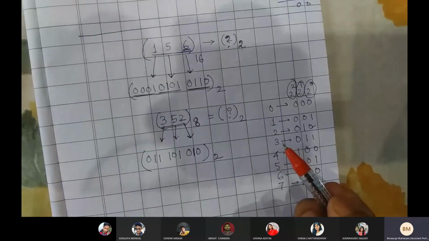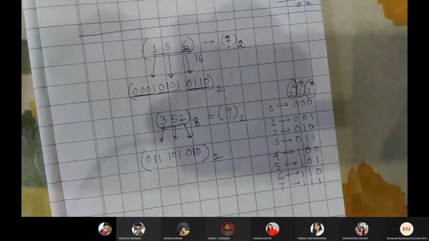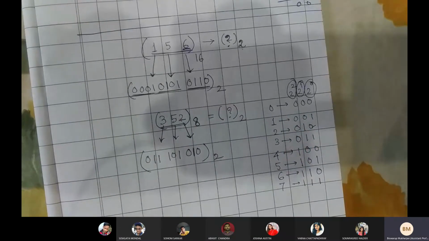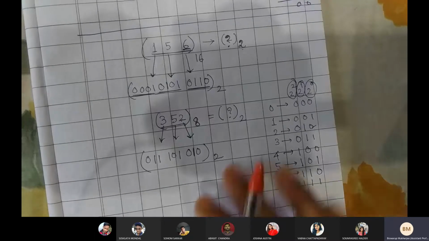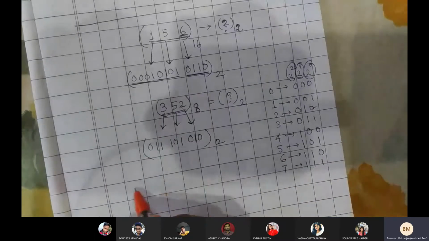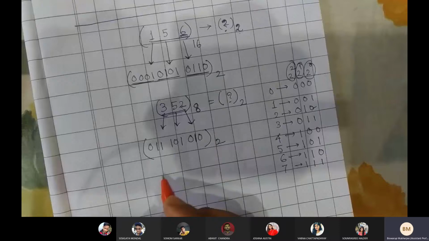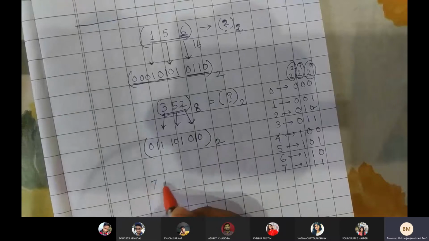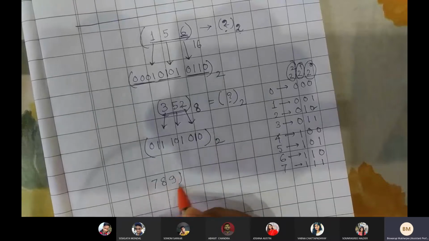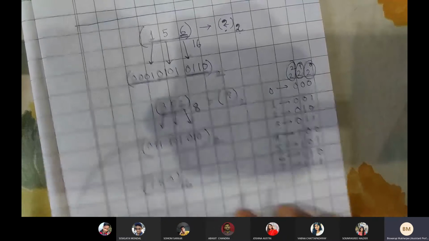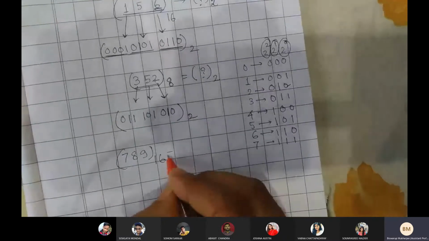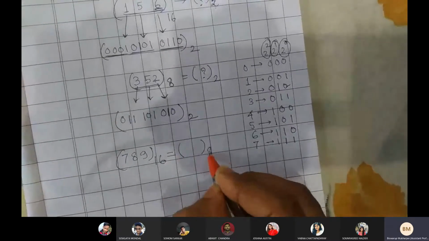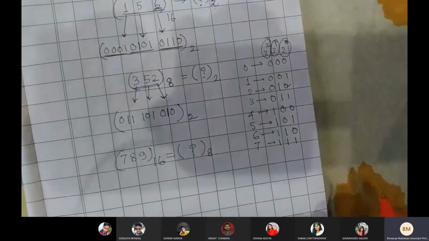Okay. So if you are asked to convert a hexadecimal number into binary directly, you can also do that in this way. So suppose we have one particular number, something like 789 in hexadecimal. Now we want to convert that into the corresponding octal. So you are being asked to convert the number into octal.